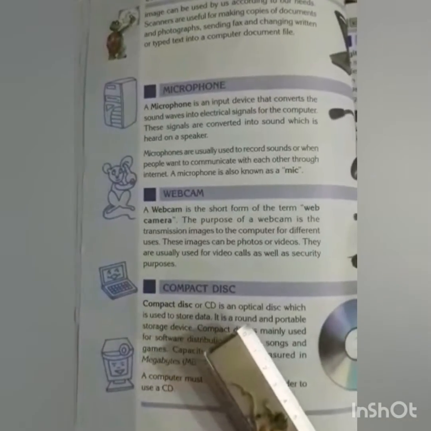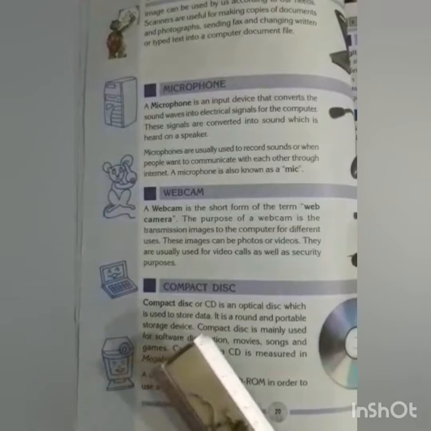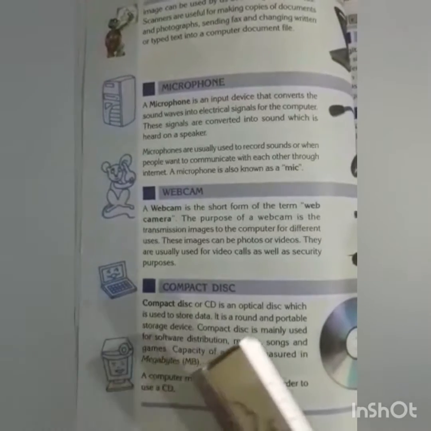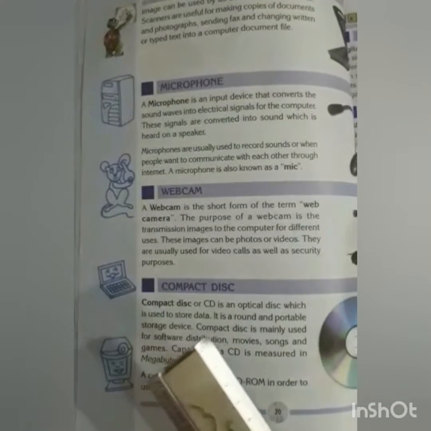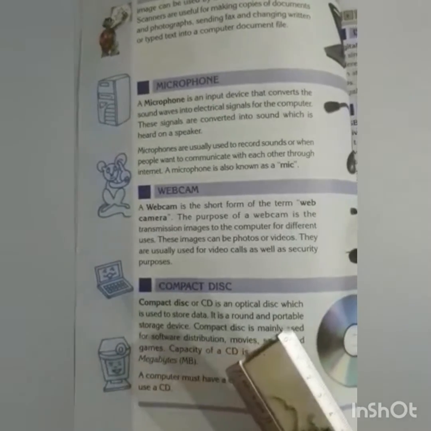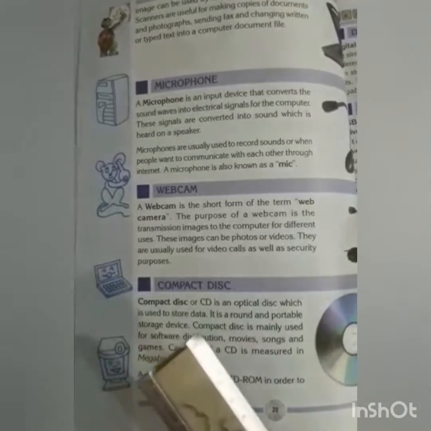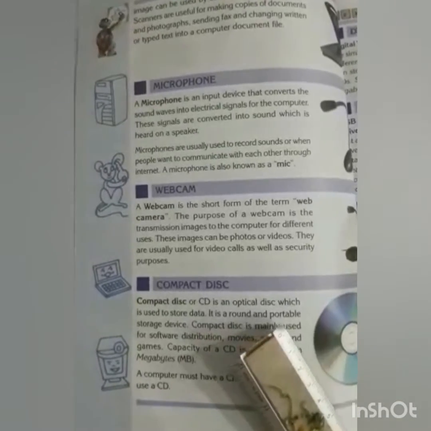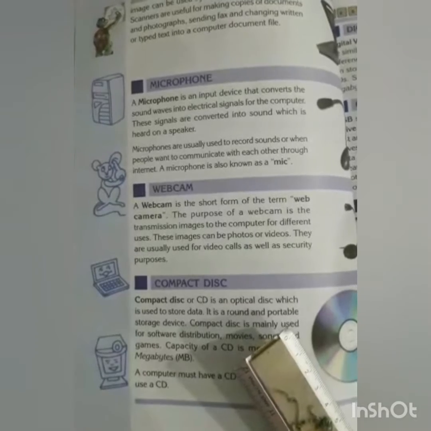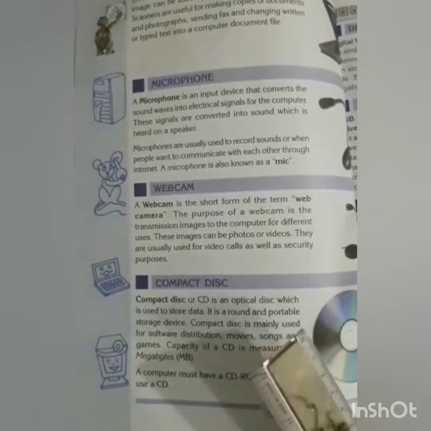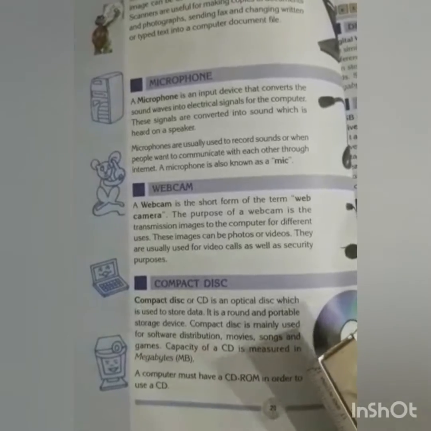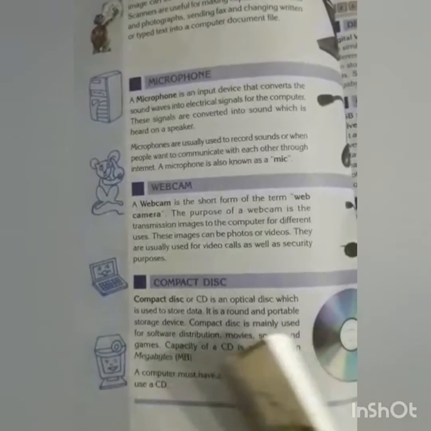Compact disc or CD is an optical disc which is used to store data. As you all know that CD stands for compact disc and it is an optical disc which is used for storing data in it. It is a round and portable storage device. Portable means easily movable from one place to another place.